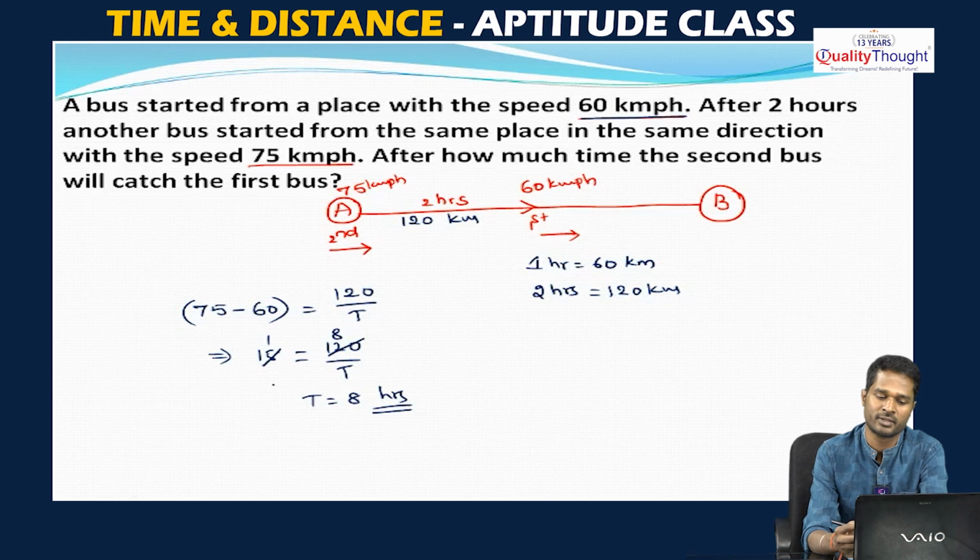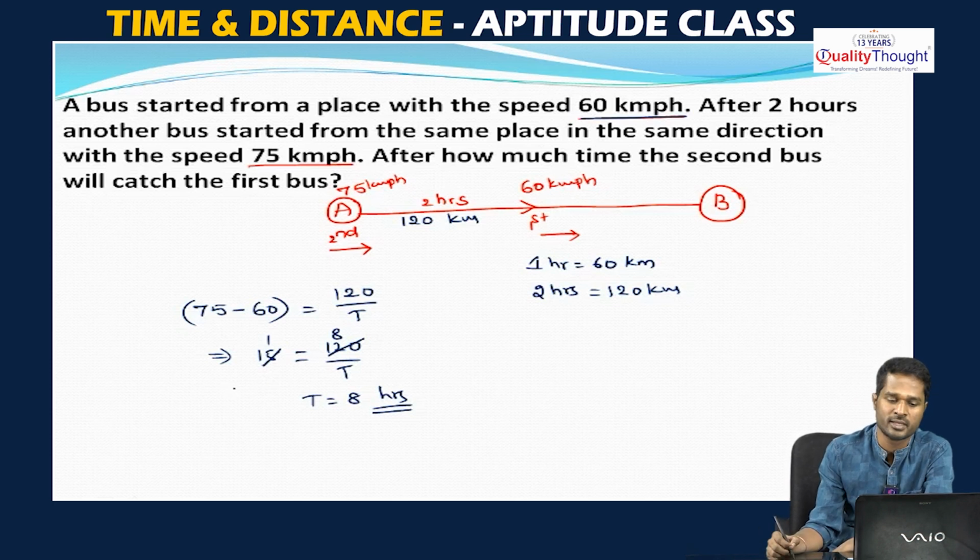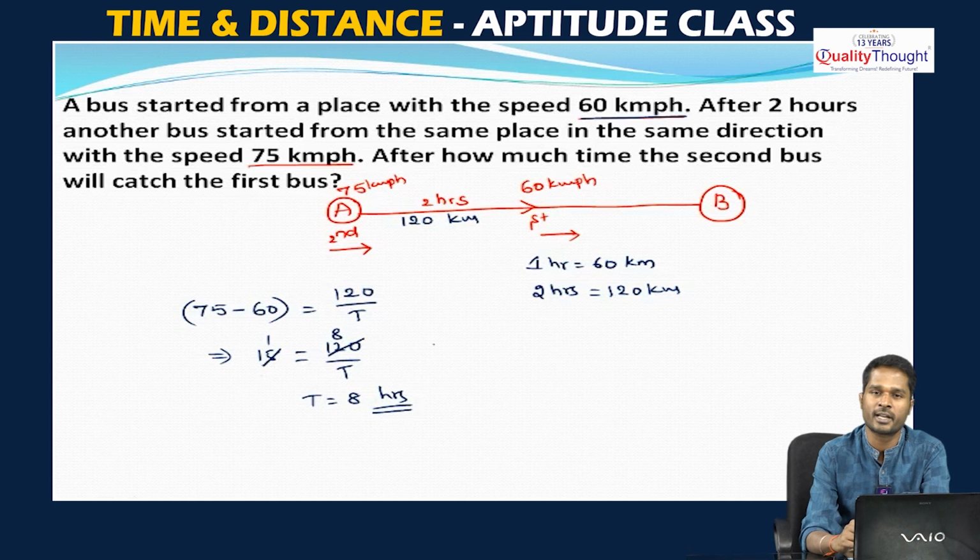So from there it's easy, as both are moving in the same direction. Relative speed is 75 minus 60, which is equal to 15. Distance 120 divided by 15 gives t, which is 8 hours. So the second bus will catch the first bus after 8 hours.